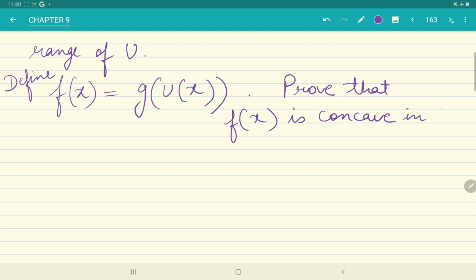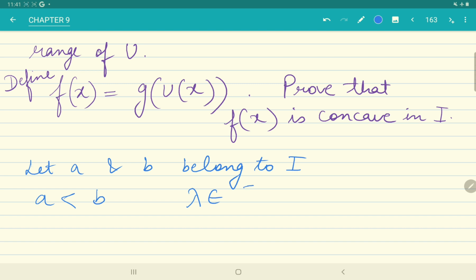That means we have to go for the general definitions. And for that, let's try to solve this. Let's try to prove that f of x is concave in I. So let a and b belong to I, a less than b. Also, we have lambda belonging to this.